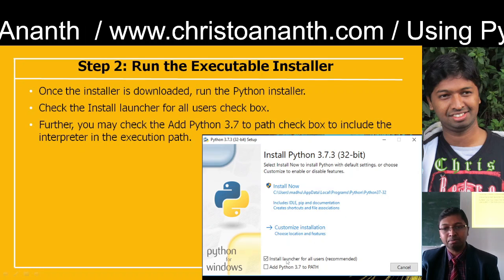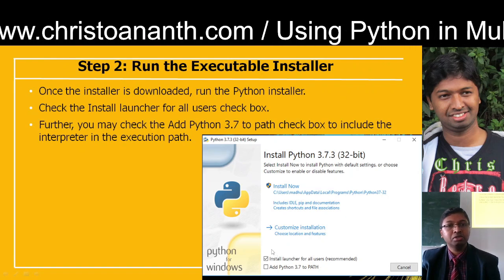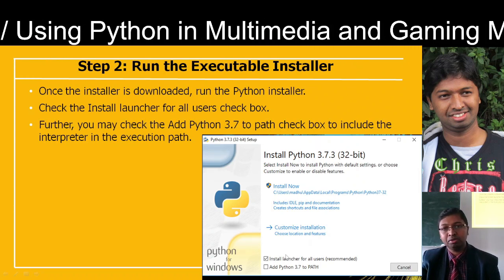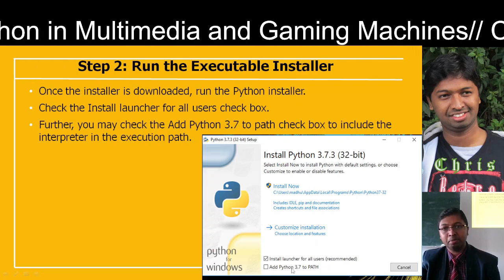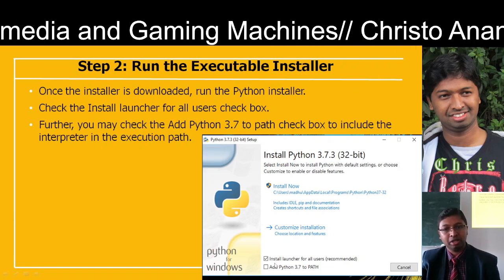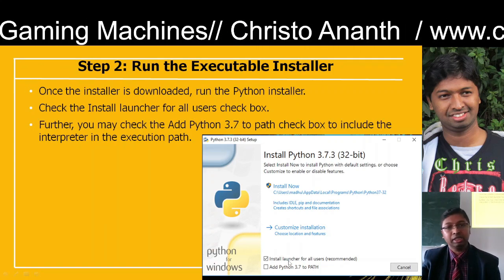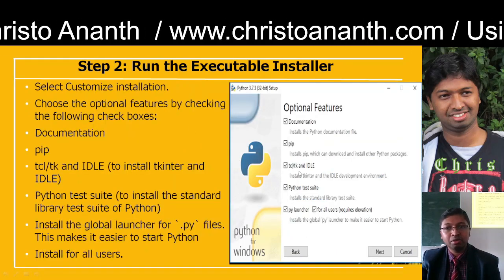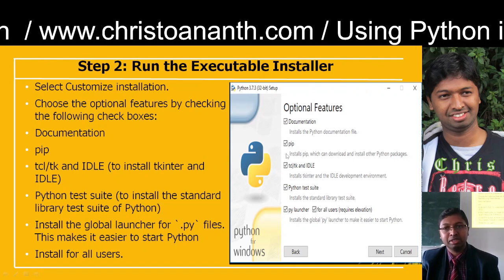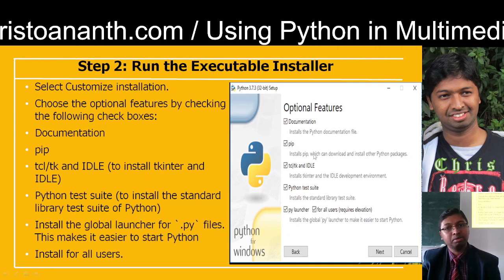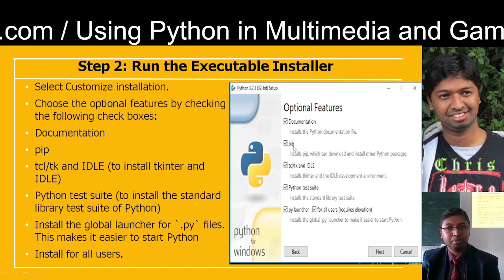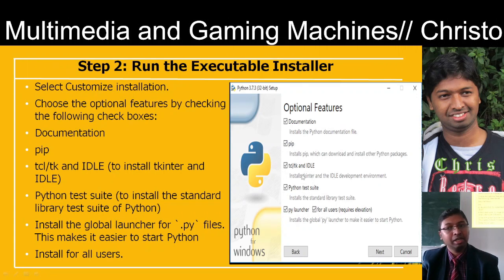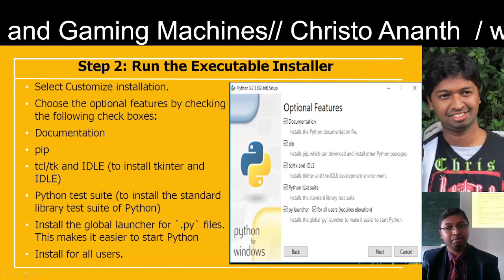Check install launcher for all users, and check add Python 3.7 to the path, so as to include the interpreter in the execution path. After doing this, you can select customize installation and choose the optional features, like pip, tcl/tk and IDLE, the integrated development environment.